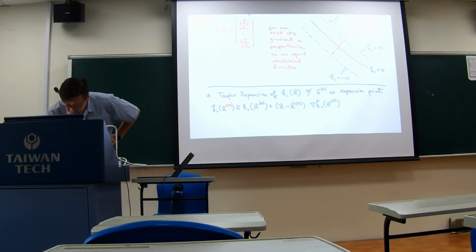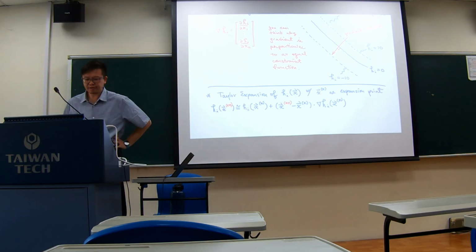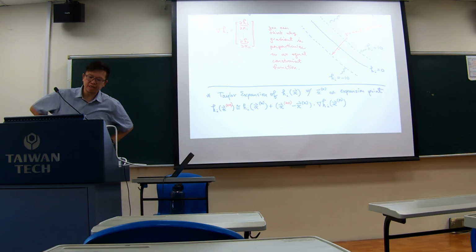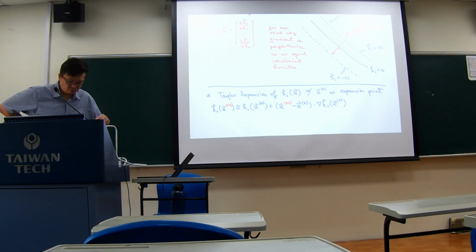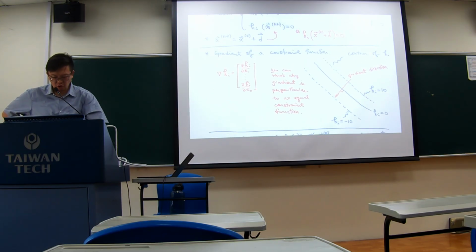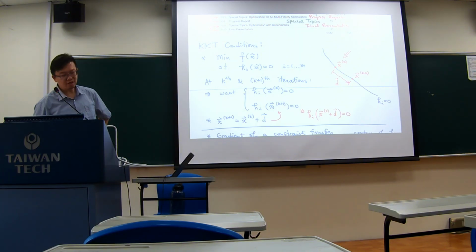Okay, so you are investigating, approximating the constraint function with the expansion point of your known information and investigating at the new position. So your expansion point is this one, the original one, and you are investigating at your new point. Okay.